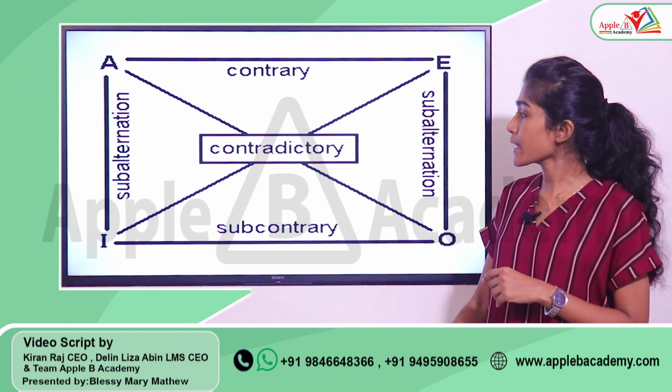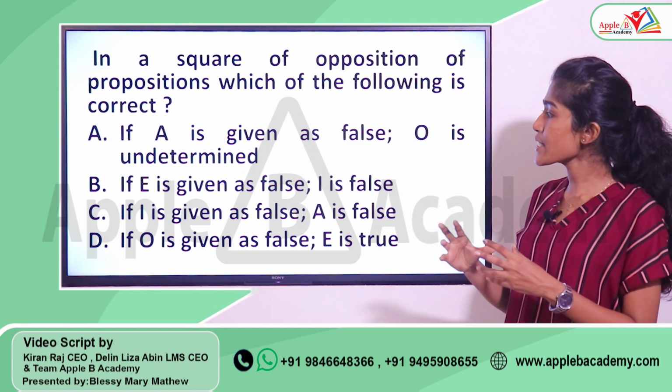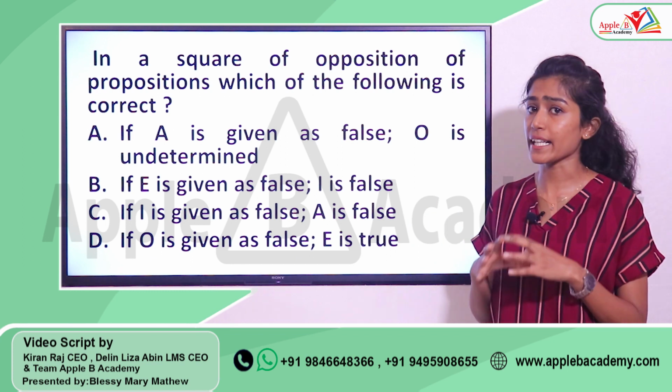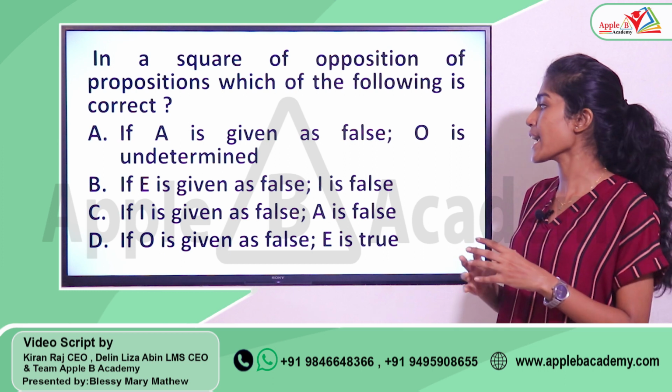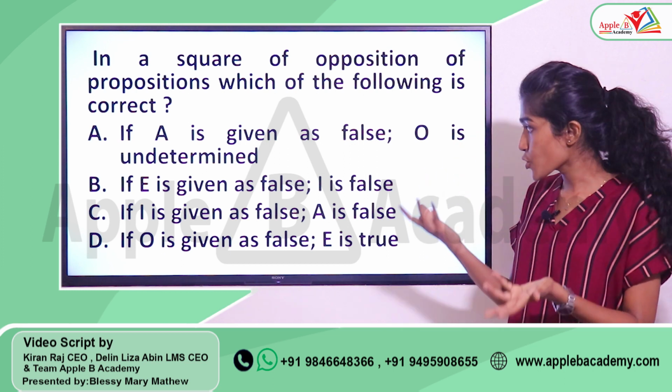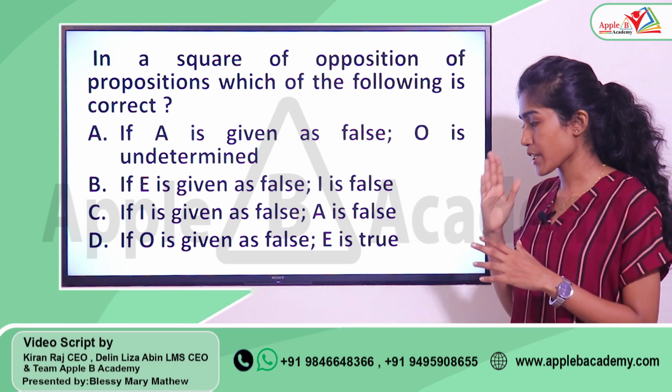That's the idea. But in this option, it says that if A is given as false, O is undetermined. That is wrong, right? If A is given as false, then we can definitely say O is true, right? So that option is not correct. So you can eliminate that.